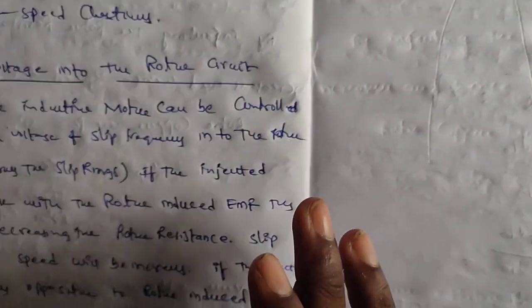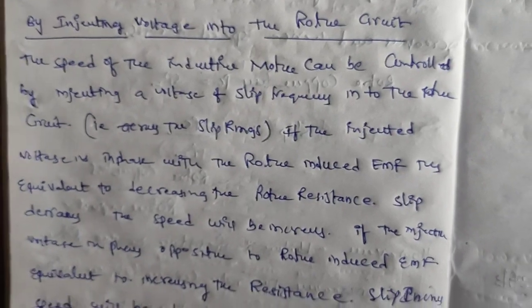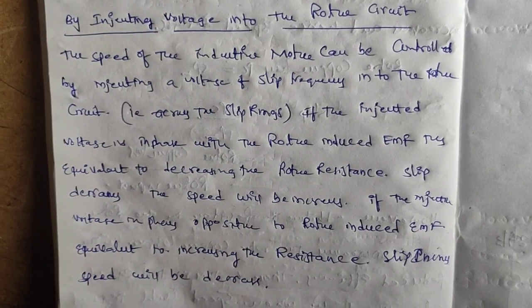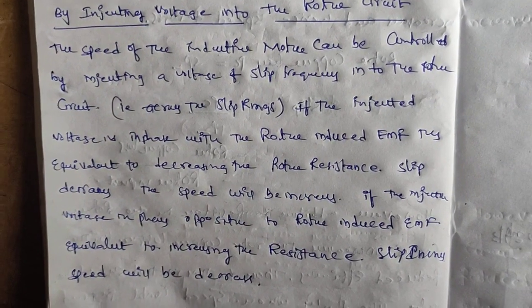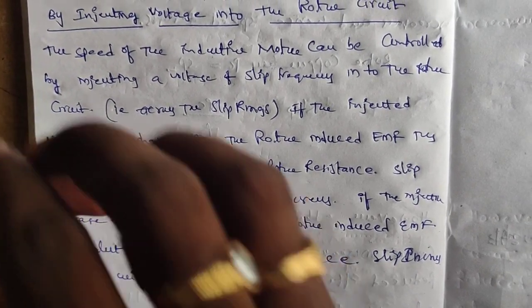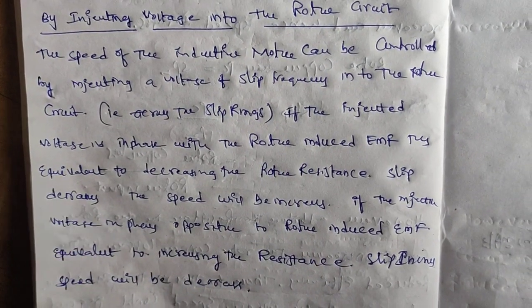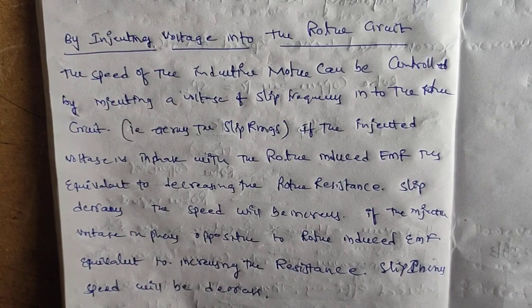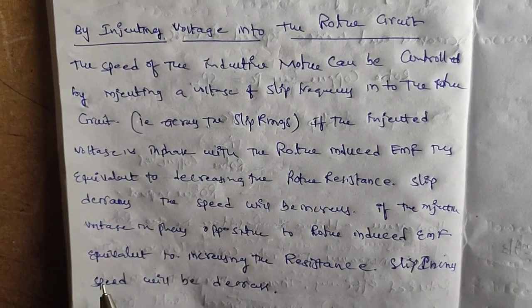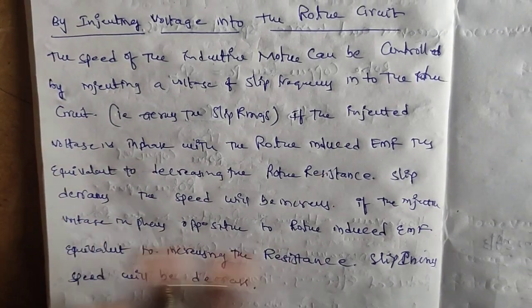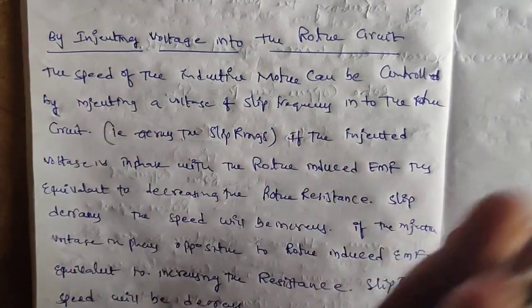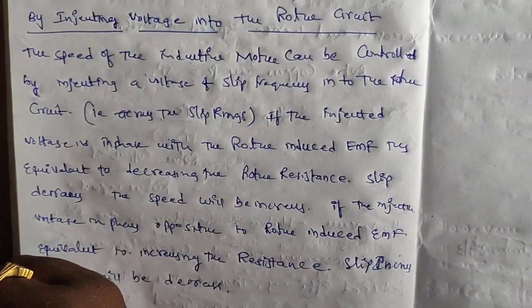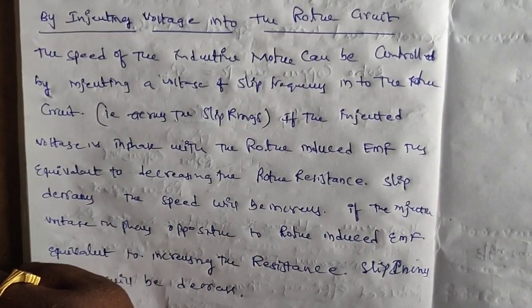So in this method, if the injected voltage is in phase with the rotor induced EMF, the resistance value decreases, the slip decreases and the speed increases. If the injected voltage is in opposition to the rotor induced EMF, the resistance value increases, the slip increases and the speed decreases. A smooth control is possible and it is used for large ratings, and we require an auxiliary machine to inject the voltage at the correct slip frequency into the rotor circuit.